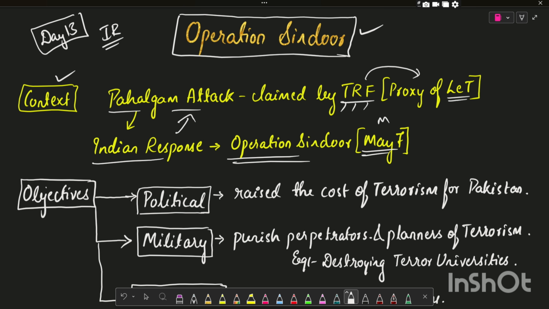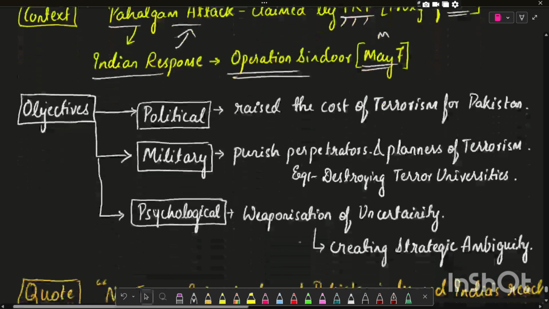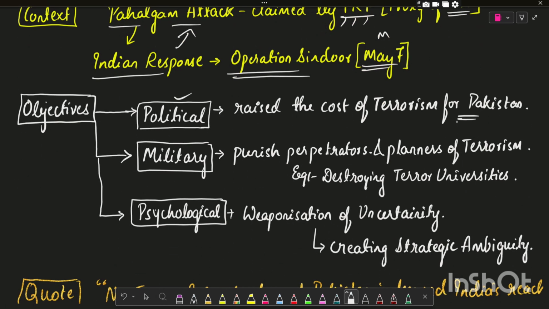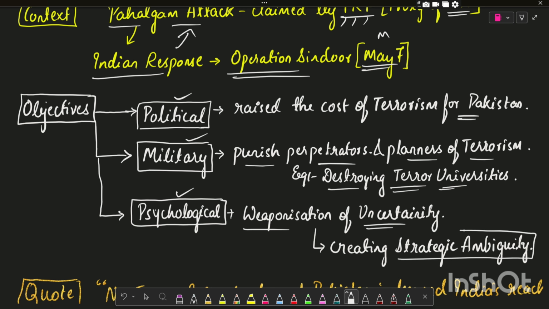What are the objectives of Operation Sindoor? The political objective is it raised the cost of terrorism for Pakistan. The military objective is it punished the perpetrators and planners of terrorism, for example, destroying the terror universities of Pakistan. The psychological objective is weaponization of uncertainty. India created a strategic ambiguity which made Pakistan directionless.